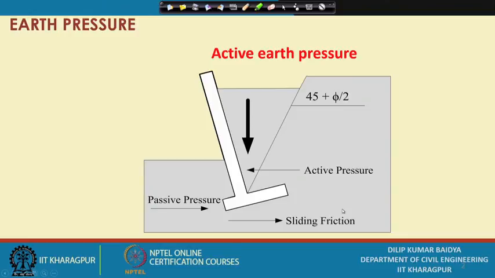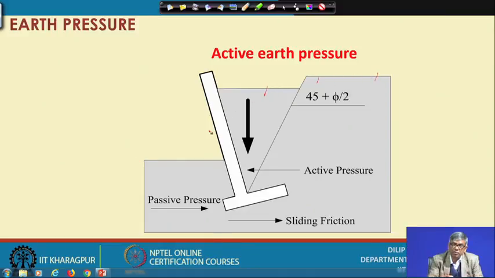So, you can see I have already shown this once. When there is active earth pressure, the entire soil will not move. Because of the weight, the wall will move in this direction, and then how much soil will go? There is actually a limit. That limit is from here: if you draw a line at 45 degrees plus phi by 2, this is the line. Beyond that the soil will be intact.